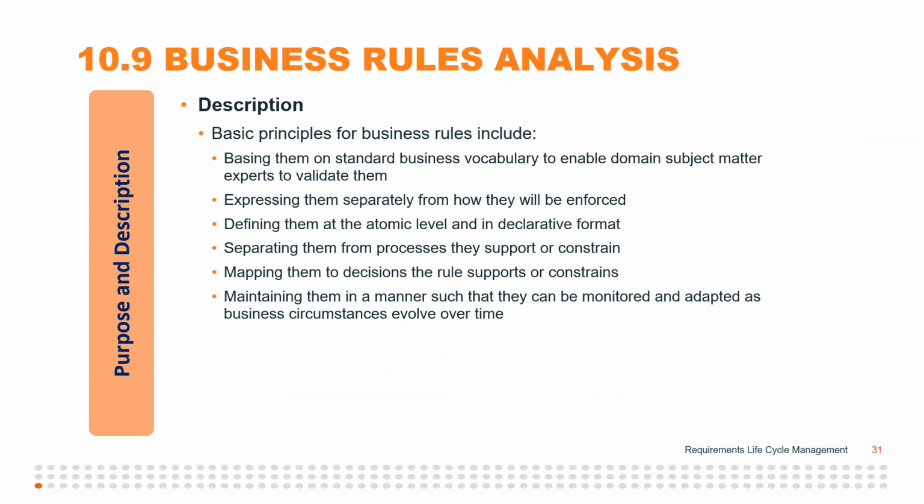And then you want to define them at the atomic level, as in at the lowest level, at a very specific level, and in a declarative format. And separate them from the processes that they support or constrain, and then map them to decisions that the rule supports or constrains. And then you maintain them because they should be able to be monitored, and you may need to adapt or change them as the business evolves over time, as circumstances change, because that does happen. Okay, so I hope that makes sense.